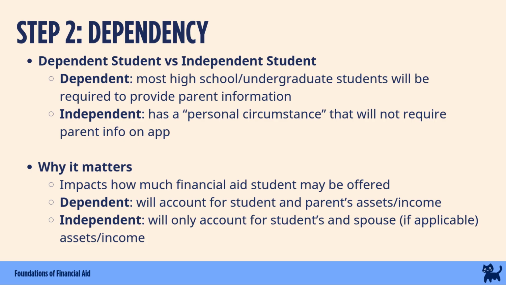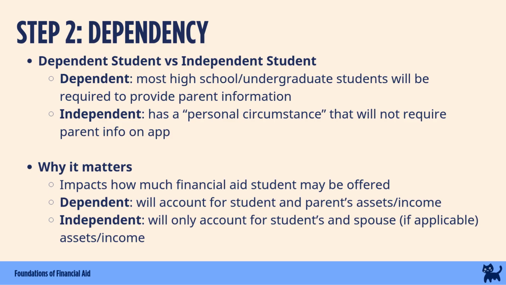Students who are independent generally will have a personal circumstance that we'll go into more in a moment. That means they don't have to provide parent information on their financial aid application. It's really important to note here that a lot of folks are familiar with the concept of dependency when it comes to filing taxes. But the FAFSA meaning of dependency is different than the IRS meaning of dependency. So it's really important that families understand that it doesn't matter whether they provide financial support for the student or whether they claim the student on their taxes.